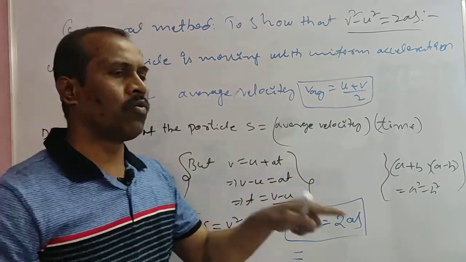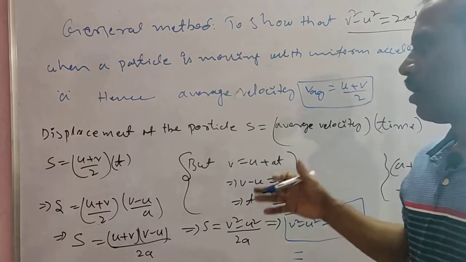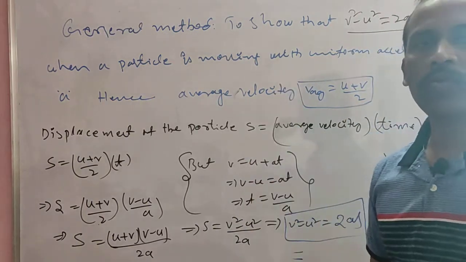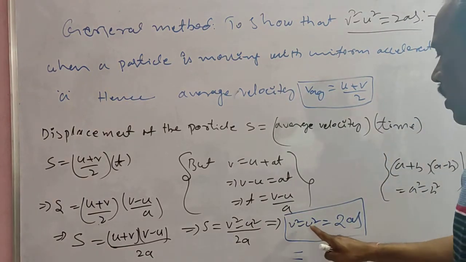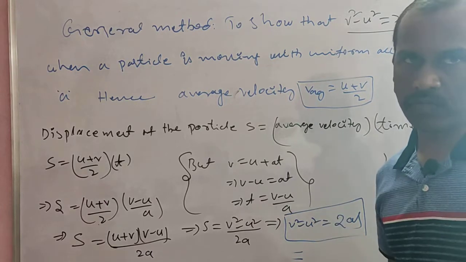These equations are applicable only for a particle moving with uniform acceleration. So v square minus u square is equal to 2as. This is the third equation of the kinematic equations.